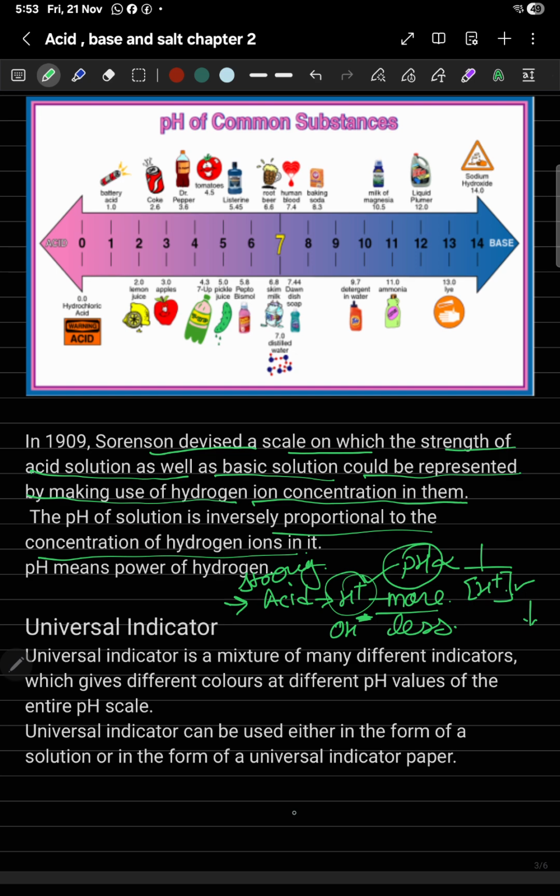And if I am saying a strong base, it means the OH ion concentration is more while the H positive ion concentration is less. That is the meaning of a strong base, and vice versa. So don't be confused. If I am saying there is a strong acid, it doesn't mean it doesn't have OH ions. It also has some OH ion concentration.